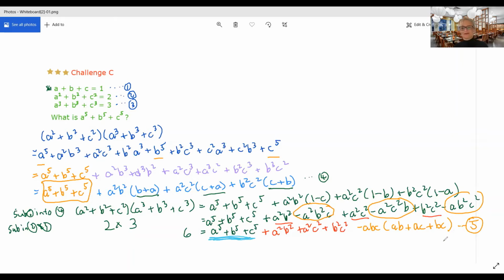Well, maybe not easily, but we can certainly do it using these original equations here. Okay, let's think about this for a minute. We'll have to move on to the next page, unfortunately. There we go.